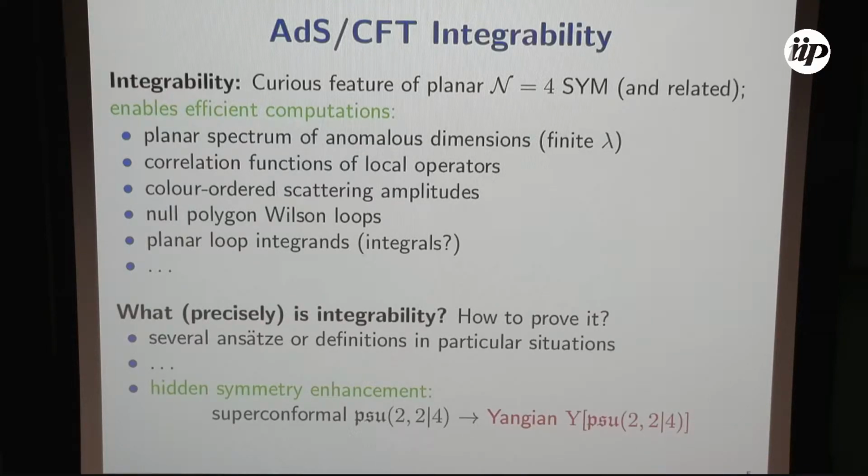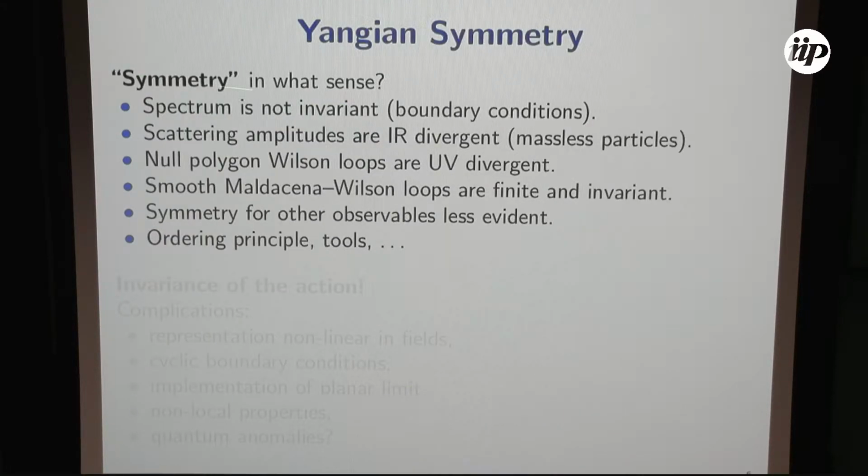The point of view I will be taking is that integrability is a symmetry enhancement. It's some hidden symmetry that is there in the planar limit of this theory, and more concretely, it enhances the space-time symmetries, which here are the conformal or the superconformal symmetries, which go by the Lie superalgebra PSU(2,2|4), and extends that to an infinite-dimensional Yangian algebra, a quantum algebra, based on this superconformal algebra. So the question is, in what sense is the Yangian actually a symmetry?